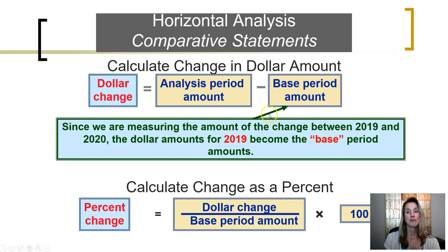We will be measuring the amount of change between 2019 and 2020. The base amount year will always be the first year presented. So the dollar amounts for 2019 become the base period amounts. Once we have the base period amount, we divide the dollar change, or the change from one year to the next, by the base period amount. And then multiply that by 100 to get the percent change.